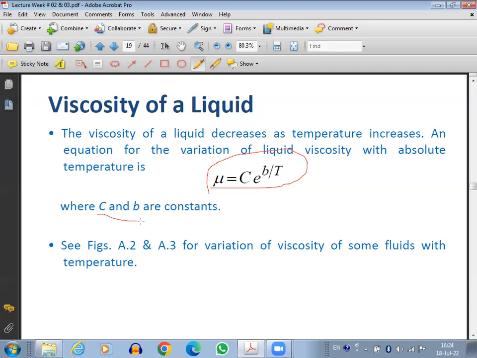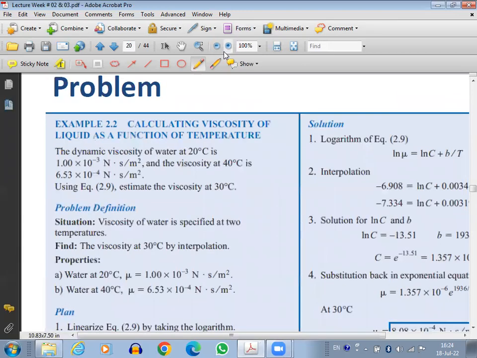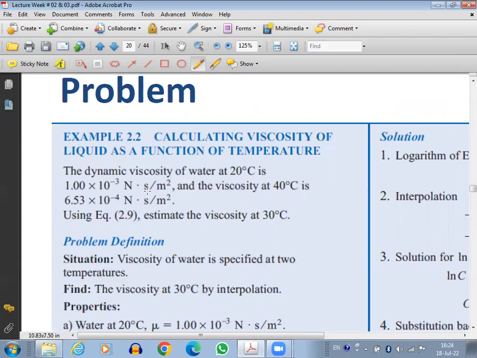Okay, see figures A2 and A3 for variation of viscosity of some fluids with temperature. Okay, so here is a numerical regarding it. The dynamic viscosity of water at 20 degrees centigrade is this, and the viscosity at 40 degrees centigrade is this. Using the equation for the viscosity of the liquid, estimate the viscosity at 30 degrees centigrade. So I will say like this, 1 and 2, okay? So mu 1 at temperature T1, mu 1 is given. Dynamic viscosity of water at 20 degrees is 1.00 times 10 to the minus 3, right? And the viscosity at 40 degrees is this. So at T2, mu 2 is given, right? Now estimate the viscosity at 30 degrees.